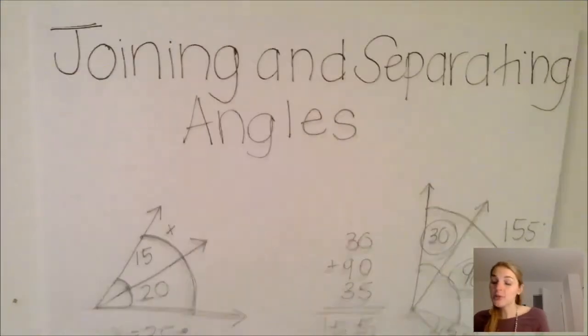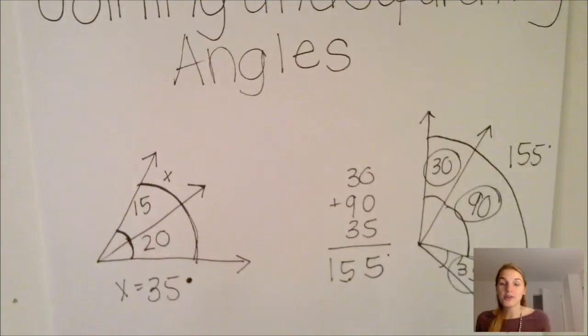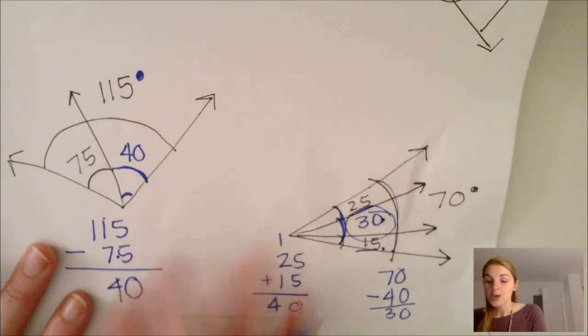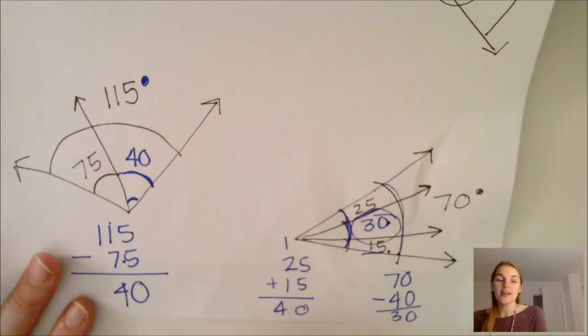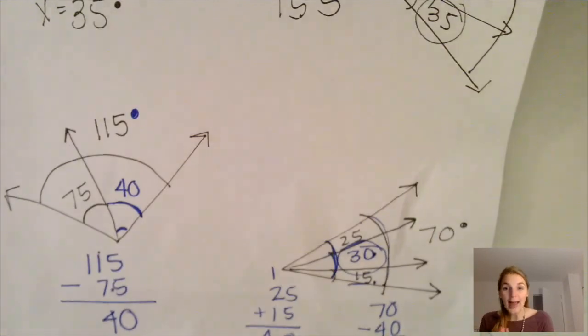So today when you're working, when you're joining angles, remember that you're just adding the angles together to find the larger one. If you're separating angles, you already know the larger piece. Your job is to subtract what you do know to find that missing piece.